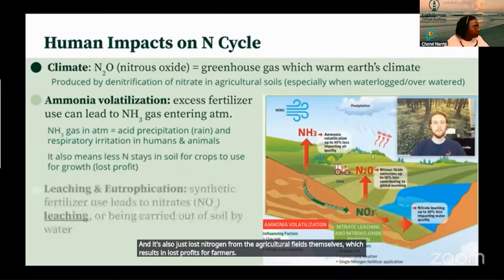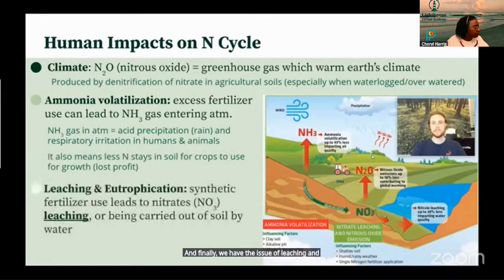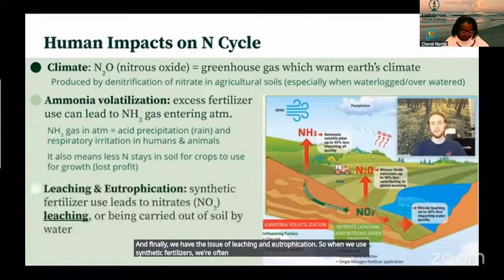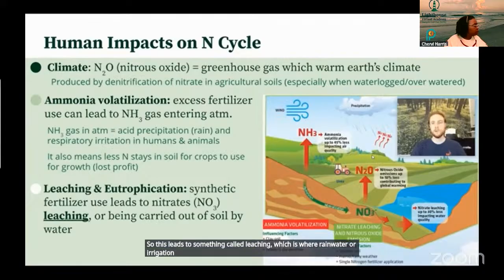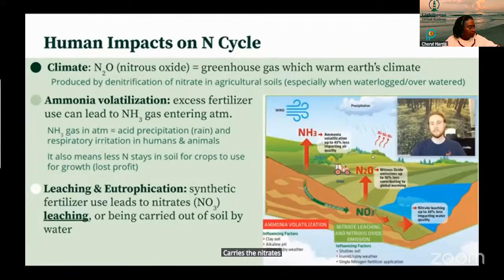And finally, we have the issue of leaching and eutrophication. So when we use synthetic fertilizers, we're often over applying nitrates to the soil, and we're putting more nitrates in the soil than it can hold. So this leads to something called leaching, which is where rainwater or irrigation water carries the nitrates right out of the soil. Think of it as kind of washing them or flushing them right out of the soil.